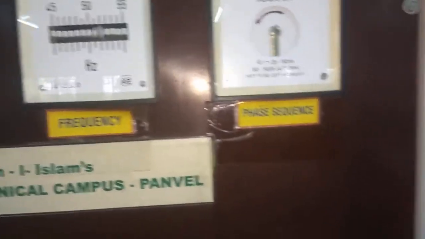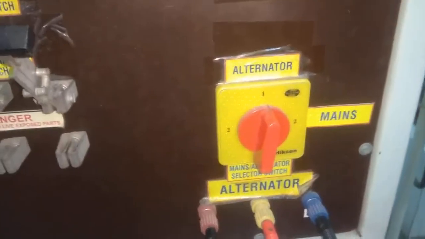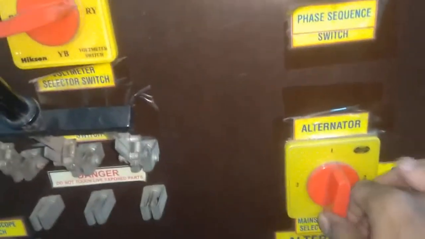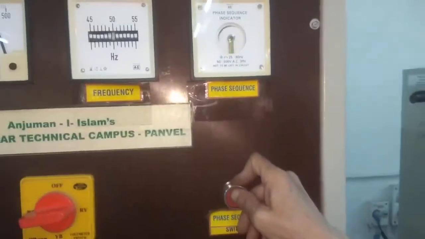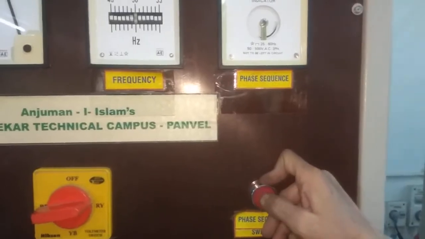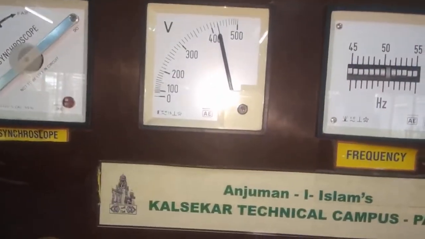Change it. Change it here, tell me. Change it back. So both the alternators are showing anti-clockwise. So now the phase sequence is the same and the voltage is the same for both the alternators.